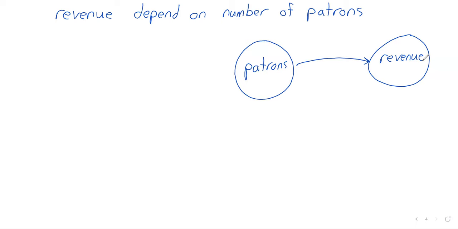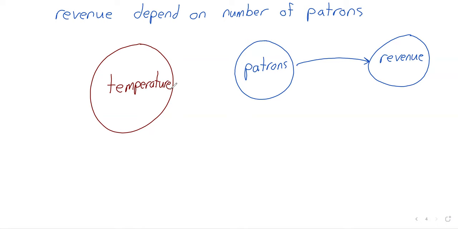Well, the number of patrons might in turn depend on the temperature. If it's bitterly cold out, people might not want to go out to eat. They might prefer to just order in. So you can imagine a function that goes from temperature as its input and gives you the number of patrons as its output.